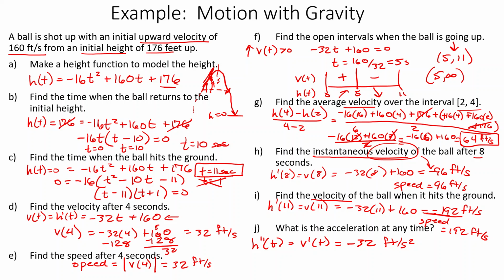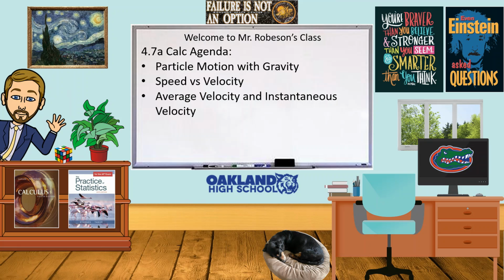Okay, a lot of stuff there. All right, so that was mostly review. We added a little bit of speed and average velocity and that sort of stuff. Next time we'll come back and we'll talk about particles moving side to side instead of up and down. So particles can move any way they want to.